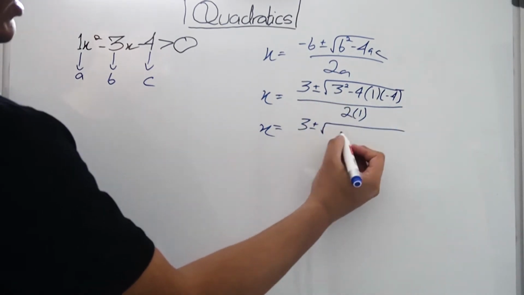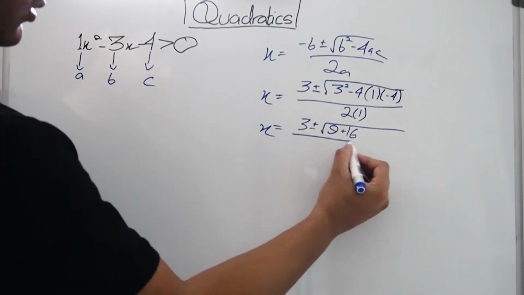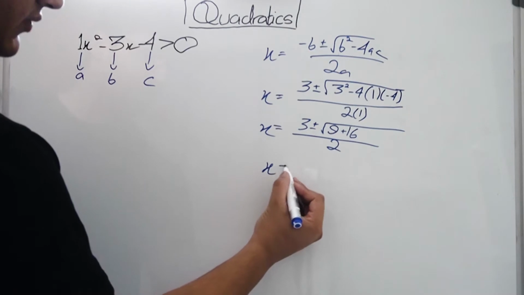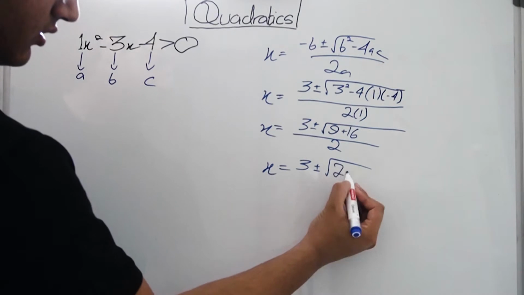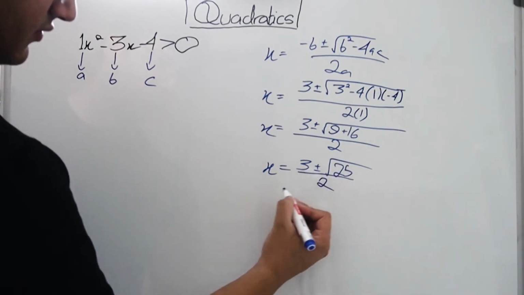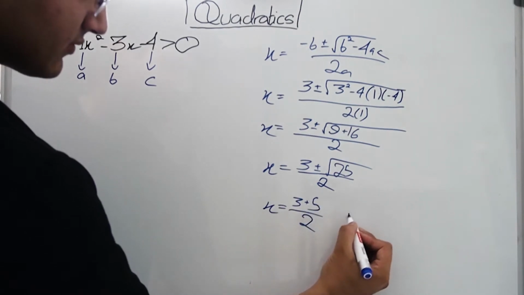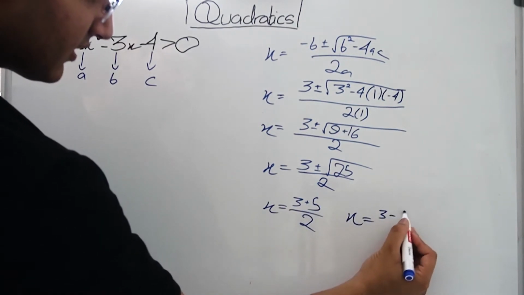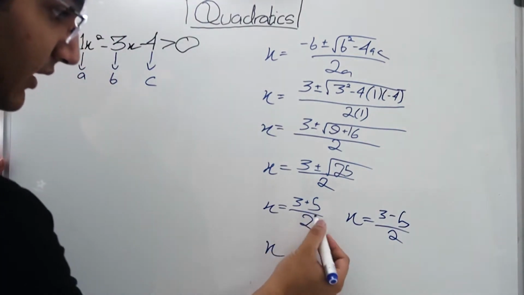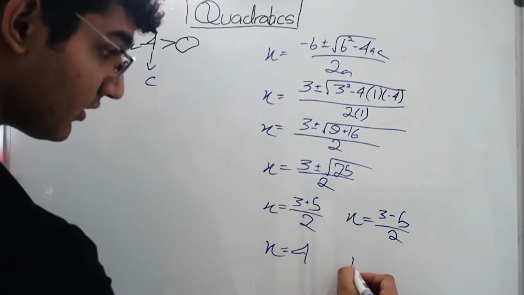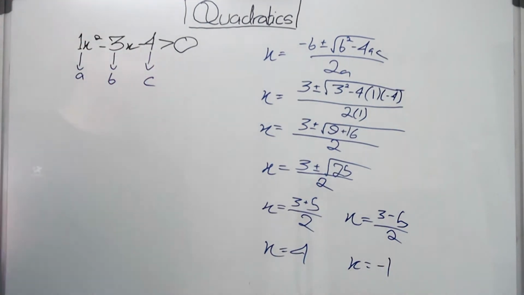When we solve this, we'll get 9 minus 4 into minus 4, plus 16, over 2. This will lead to 3 plus minus under root 25, which is 5, plus minus 5. So we'll get 3 plus 5 over 2 as well as 3 minus 5 over 2. Now these values will be 8 over 2, 4, and minus 2 over 2, minus 1.